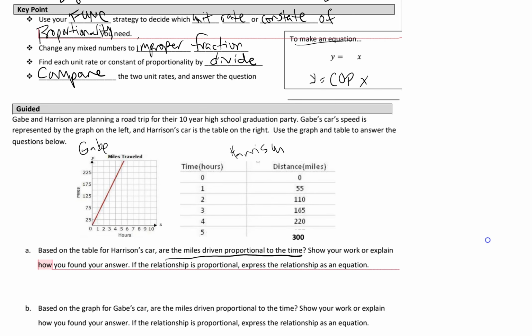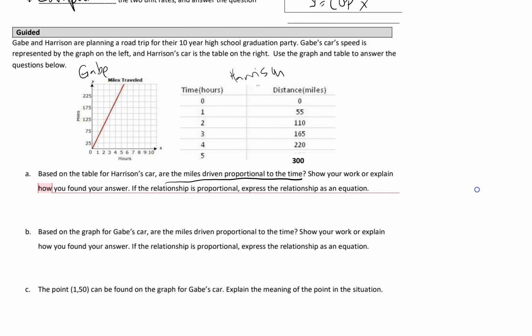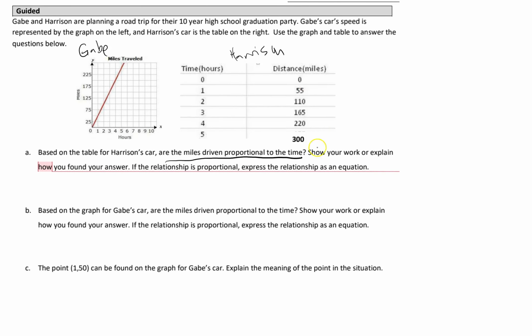If you look back to our key points, we're finding a constant of proportionality to see yes, it is proportional. In order to do that, I need to look at miles per hour. So we're going to divide y, miles, divided by x, hours. 0 divided by 0, not super helpful. 55 divided by 1 is, I'm going to make a table here for COP. 55. 110 divided by 2 is 55.